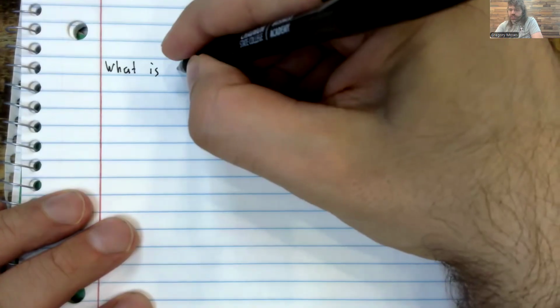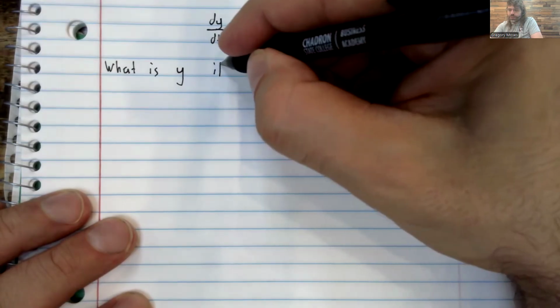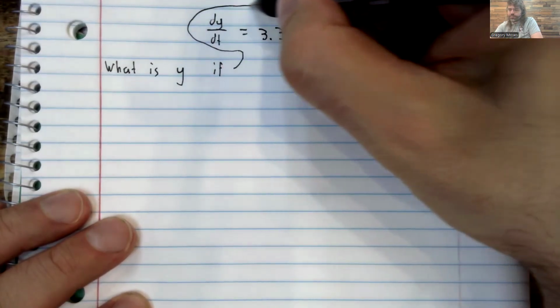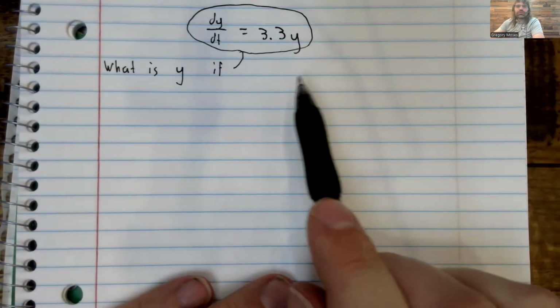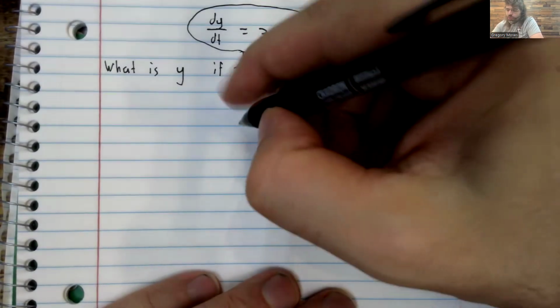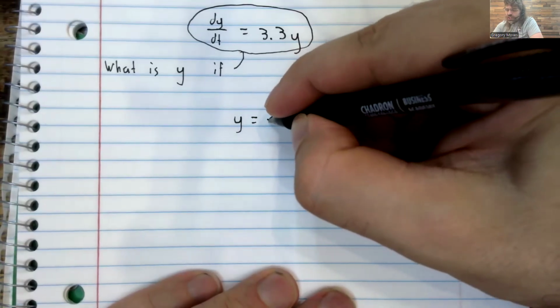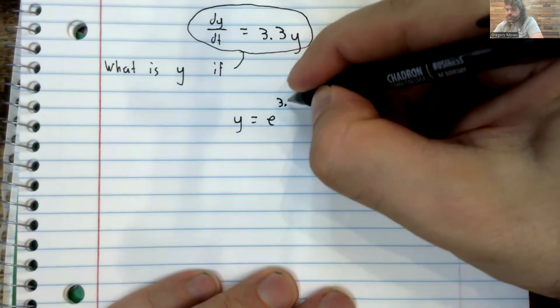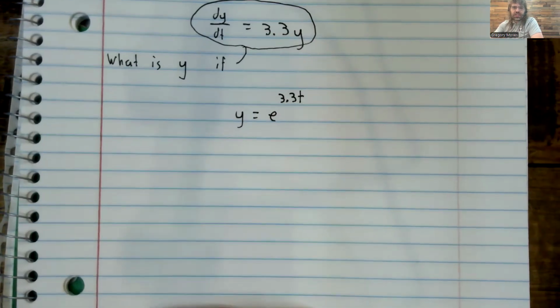Let's ask the question, what is the function y if dy dt equals 3.3 times y? Well, we now have the tools to see that it's y equals e to the power of 3.3 times t.